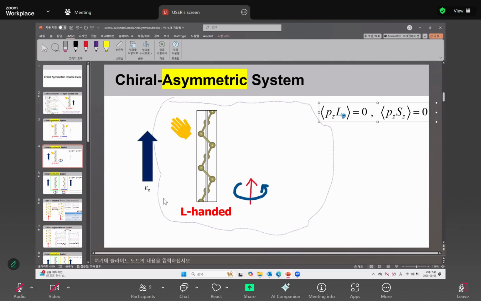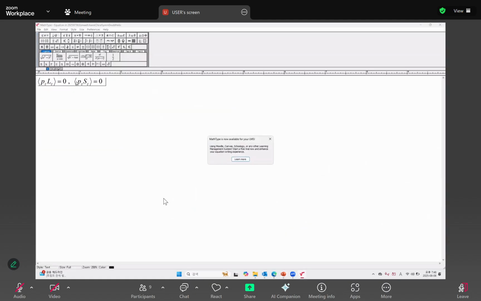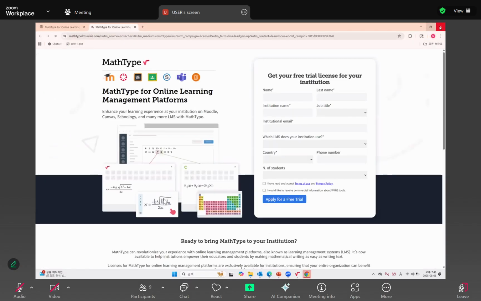You mean for each isolated chain? Yes, an isolated chain, a chiral asymmetric system. Oh, okay. Do you understand? Do you agree? Yeah, actually, I thought you meant the pairing of them. Okay, good. But do you understand?